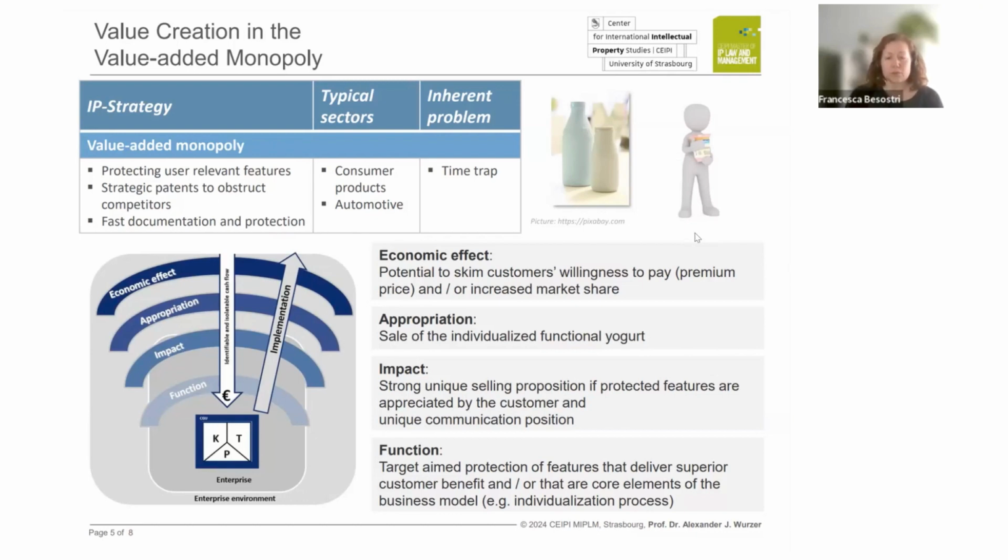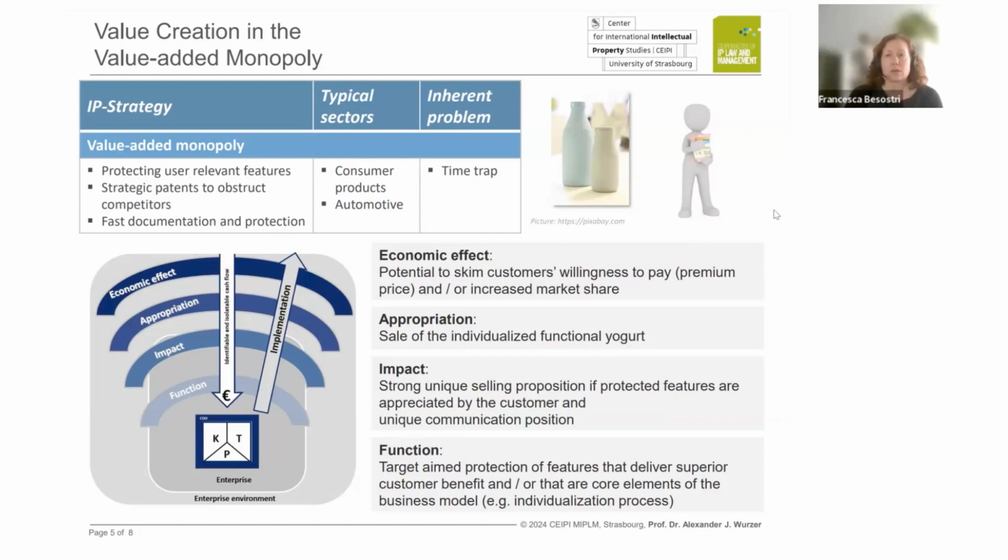So mainly the functions are protection, reputation, and identification that have an impact on the technology lead, because we mentioned that the individualized functional yogurt was a completely new product in the market, new for the food producers. So IP is needed to prevent competitors from developing an equivalent solution.